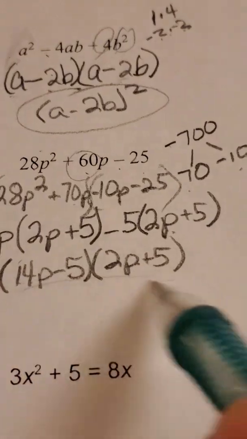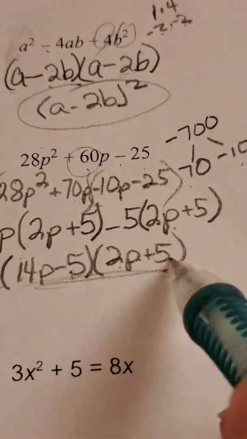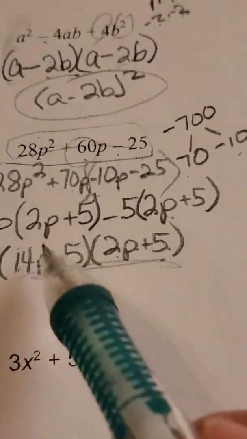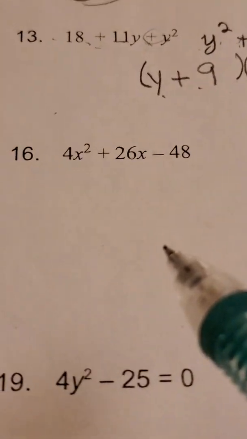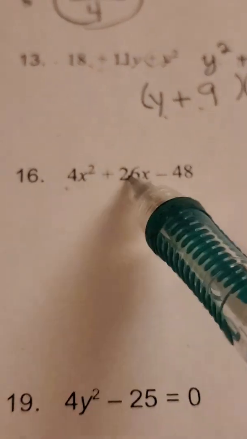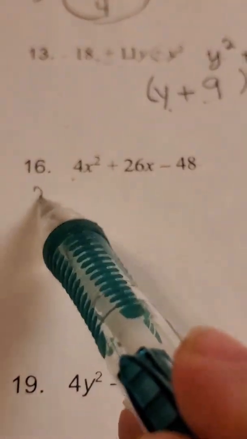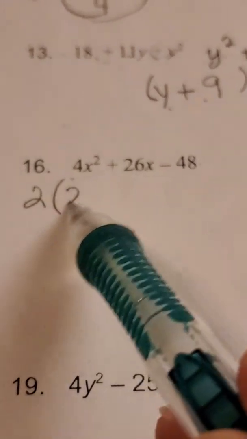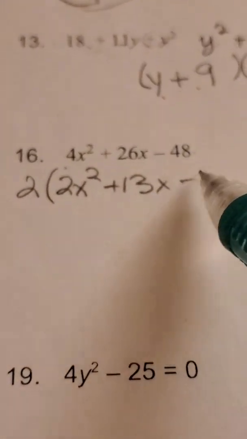So if I were to multiply these together, this times this, this times this, I would get that equation right there. Okay? All right, on this one, we could actually factor a 2 out of this because each one of these is a multiple of 2. So if I pull a 2 out of here, that would leave me 2x squared plus 13x minus 24.